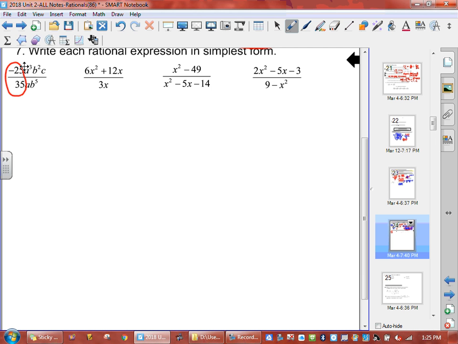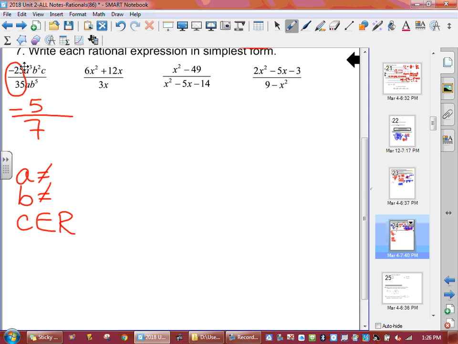Okay, did you guys get negative 5 over 7? Beautiful. All right. Which letters do I have on the bottom? A and B. So A and B need to have restrictions. But does C have a restriction? No, because he's on top. So we say C is an element of the real numbers. C has no restrictions. Okay? A and B, what can they be if they're stuck together? 0. Good.